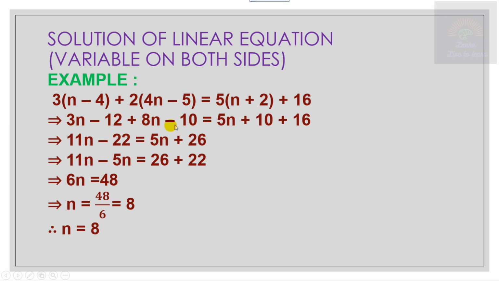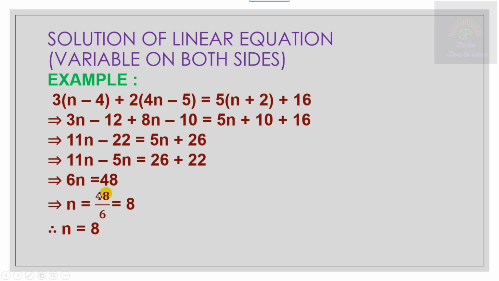Now we can solve it easily. Taking the variables on one side and constants on the other, first simplification. So 3n plus 8n is 11n, minus 12 minus 10 is minus 22, equals 5n plus 26. Here we take 5n to this side, transposing it as minus 5n, and minus 22 sent to this side becomes plus 22. So 11n minus 5n is 6n, and 26 plus 22 is 48.